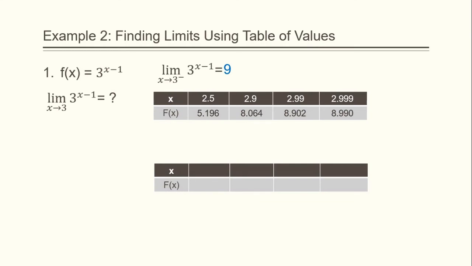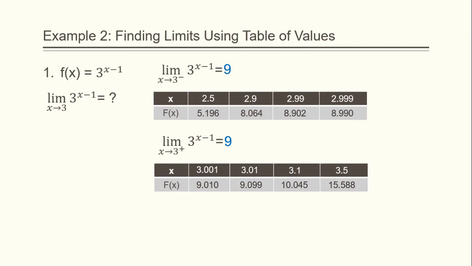Now from the other side, the first value that I've used is 3.5, next is 3.1, 3.01, then 3.001, with a corresponding y output value of 15.588, 10.045, 9.099, and 9.010. Now from this data, we can say that the limit of 3 raised to x minus 1 as x approaches 3 from the right is 9. Therefore, we can now conclude that the limit of the function 3 raised to x minus 1 as x approaches 3 from both sides is 9.